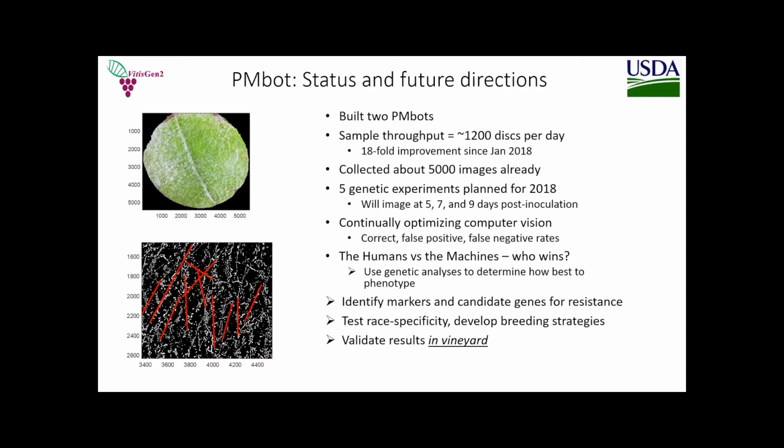So we are using the same leaf disc images that we've captured, and some of us are sitting at our computers and doing the hyphal transect counts manually. We'll compare those data with the computer vision data. And at the end of the day, the way that we determine the best phenotyping method is based on what best explains the genetics behind disease resistance. This approach will help to identify markers and candidate genes for resistance.